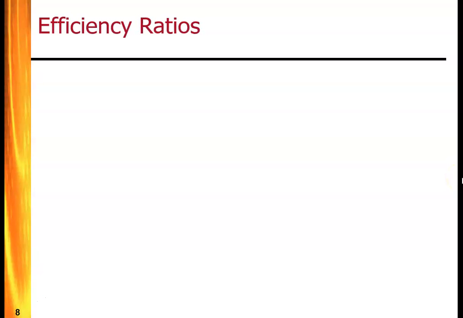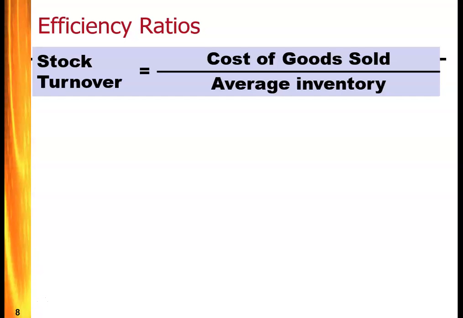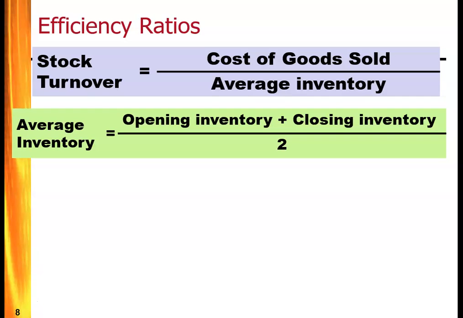So the next ratio is the efficiency ratio, where we will discuss stock turnover, or nowadays we call it inventory turnover. So the word stock has changed into inventory. The formula is cost of goods sold divided by the average inventory, where the average inventory is calculated using opening inventory added to closing inventory and divided by 2. If you do not have the figure of opening inventory, just use the closing inventory.